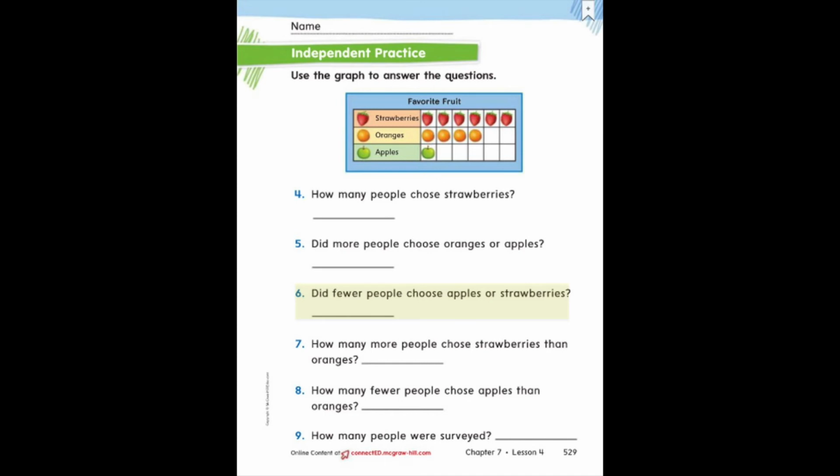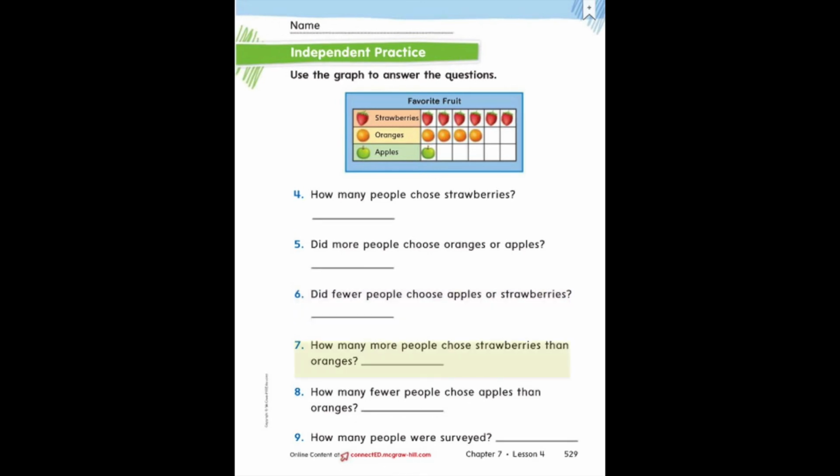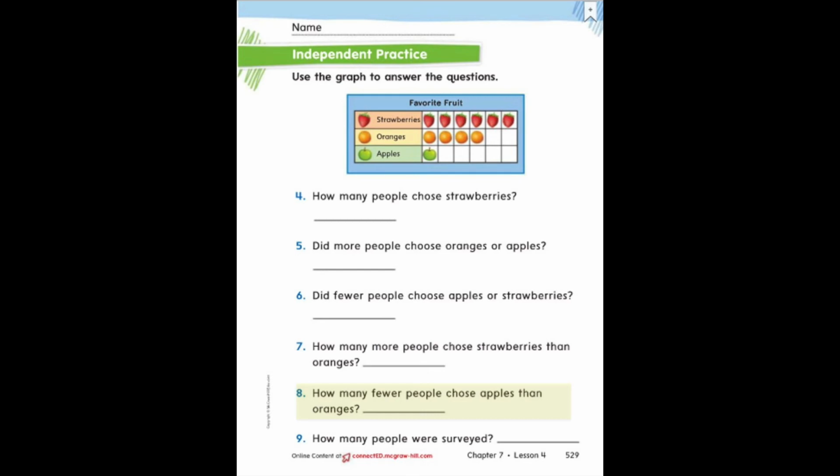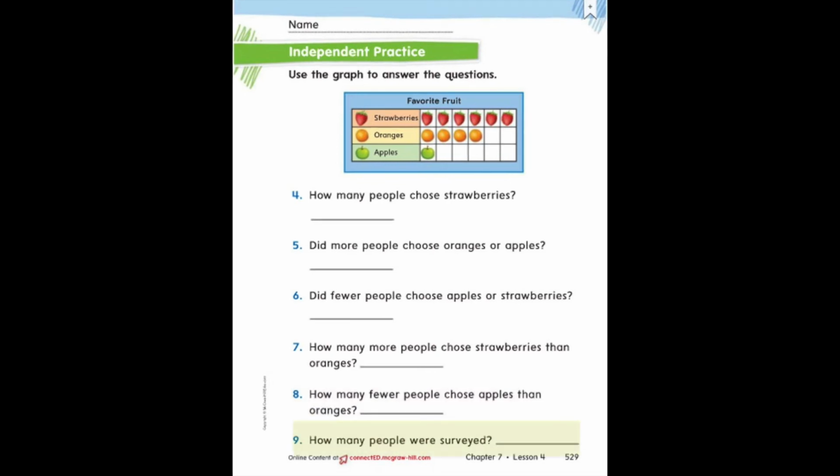Think about what more means and what fewer means, first graders. Number 7, how many more people chose strawberries than oranges? Number 8, how many fewer people chose apples than oranges? And number 9, how many people were surveyed? How many pictures do you see up on that graph?